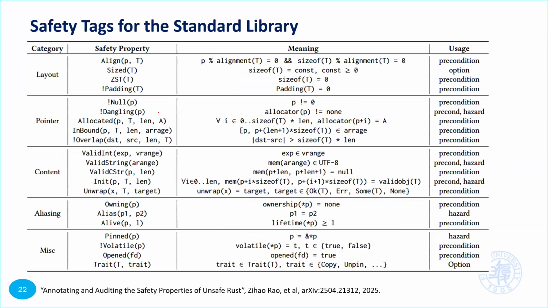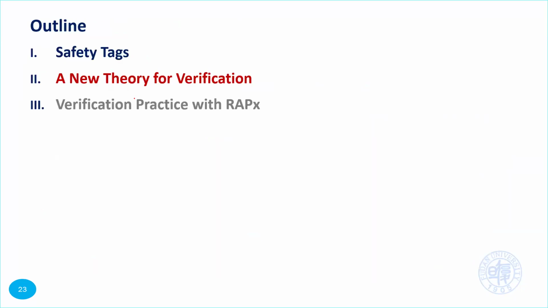Okay, so this table shows the safety tags we proposed for the standard library. There we use 23 tags to annotate about 19% of the public APIs in the Rust standard library. Okay, now let's go to the second part, which is a new theory for verification based on safety tags.